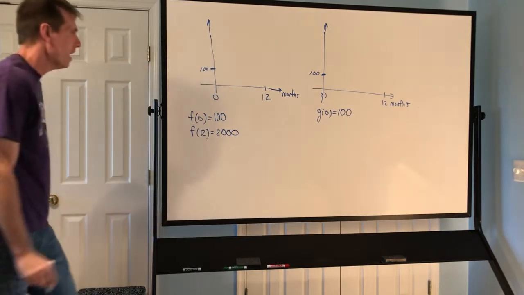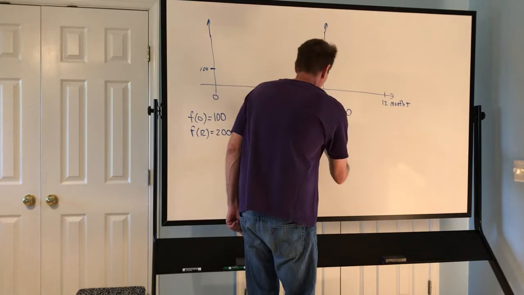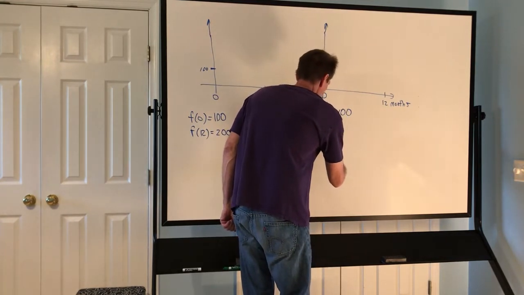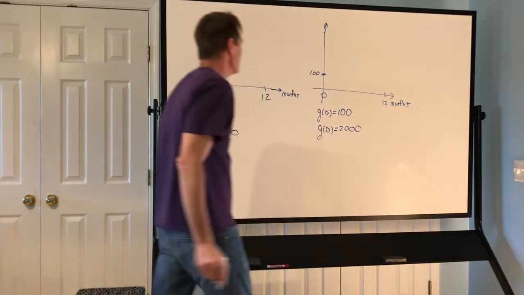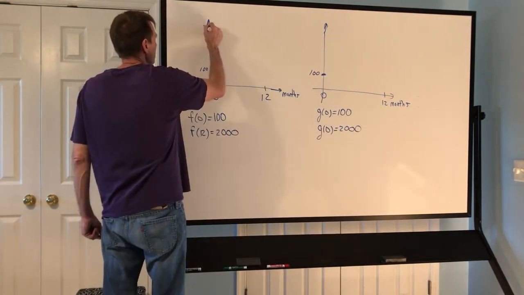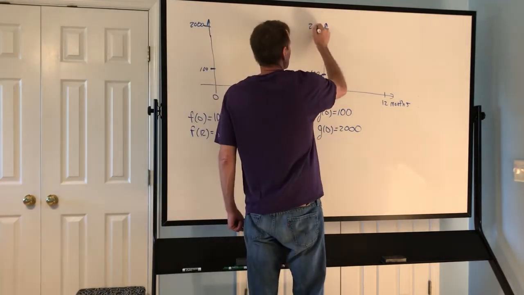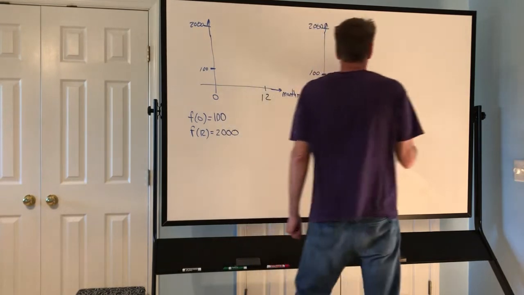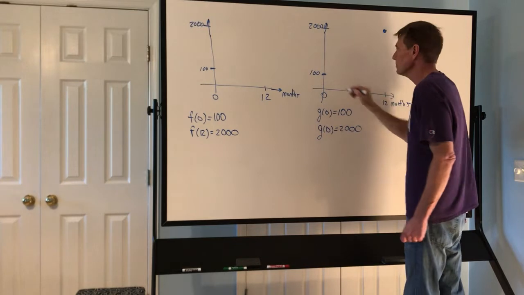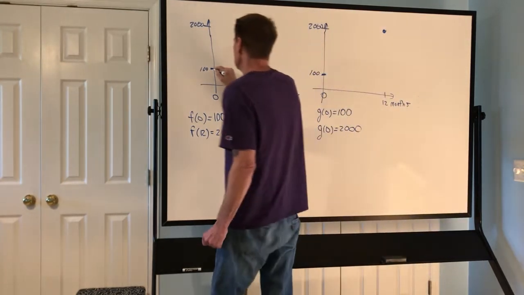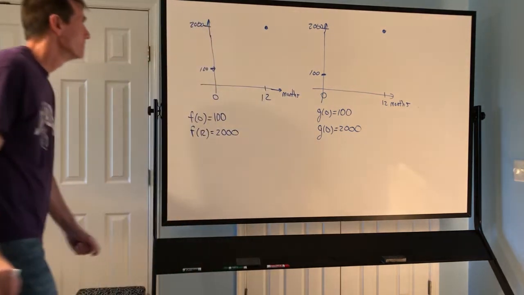We know f of 12, at 12 months, is 2,000, and g of 12 is 2,000. Now my scale's kind of messed up here, but let's just call this 2,000 and this 2,000. And so we also know right here this is a point on the function, and that's a point on the function.